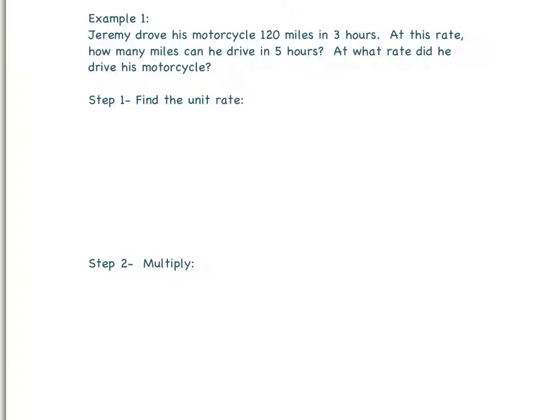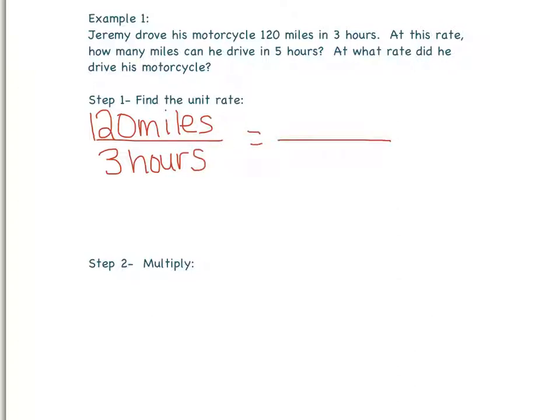What we know so far is that he drove 120 miles in 3 hours. Okay, and finding the unit rate means how much for 1. So in this case, we're dealing with hours. So how many miles did he drive the motorcycle in 1 hour?